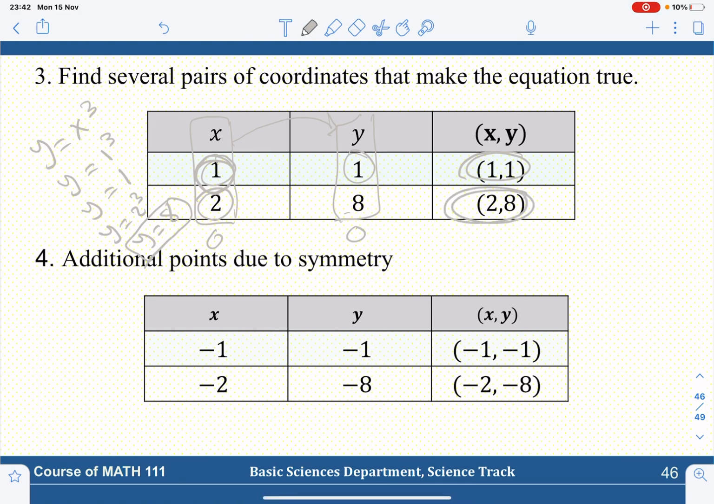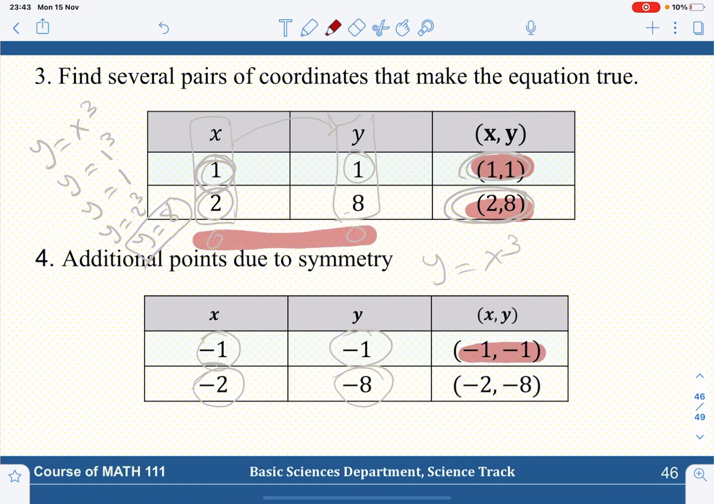You can also set any other point, for example, -1, and when you substitute this value in the equation y equals x to the power 3, you will see that y equals -1 also. And again, when x equals -2, you will see that y equals -8. So the points that we have now are 1 and 1, 2 and 8, 0 and 0, and -1 and -1, -2 and -8.